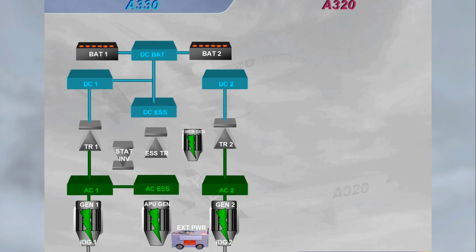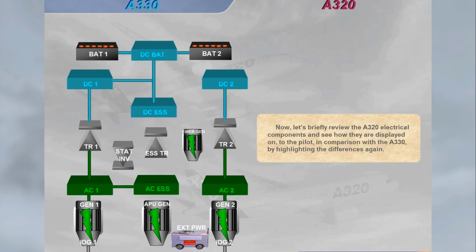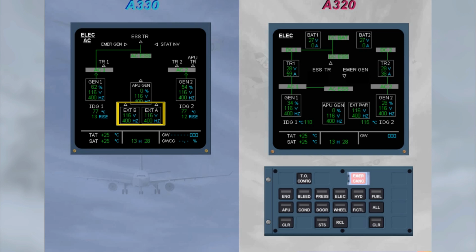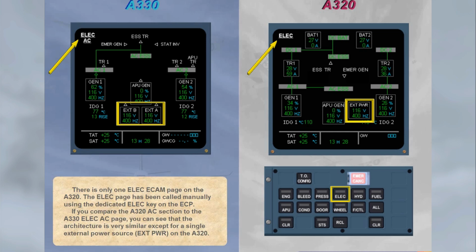Now, let's briefly review the A320 electrical components and see how they are displayed to the pilot in comparison with the A330 by highlighting the differences again. There is only one Elec ECAM page on the A320. The Elec page is called manually using the dedicated Elec key on the ECP. If you compare the A320 AC section to the A330 Elec AC page, you can see that the architecture is very similar except for a single external power source on the A320.